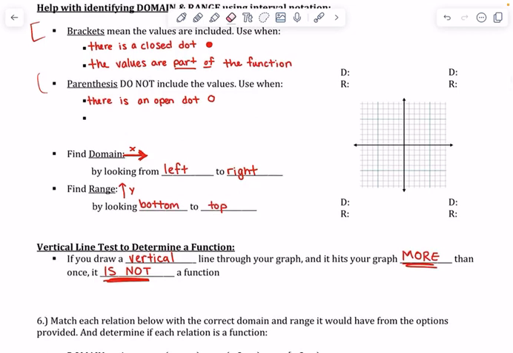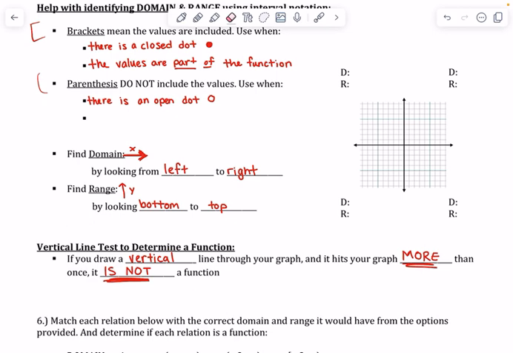So on your y-axis, that's your vertical axis, so we look vertically up and down. Or if we're thinking about least to greatest, that's going to be from bottom to top. So domain is left to right, talking about the x values. Range is bottom to top, talking about the y values.